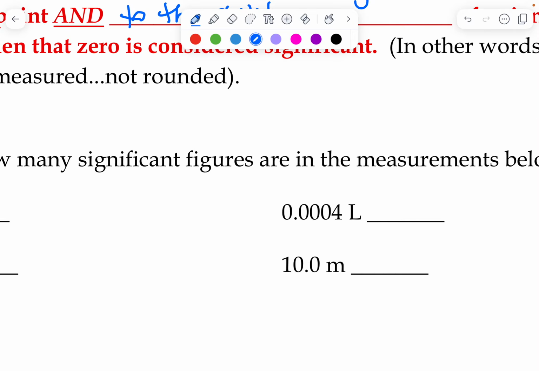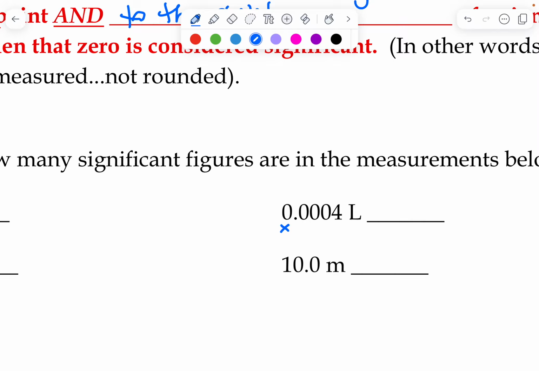This next guy, the first 0 right here, this guy is not in a sandwich. There's nothing on the left-hand side of the 0. So it can't be a sandwich 0. It's also to the left of the decimal point. So it can't follow the right rule. So this 0 does not count.